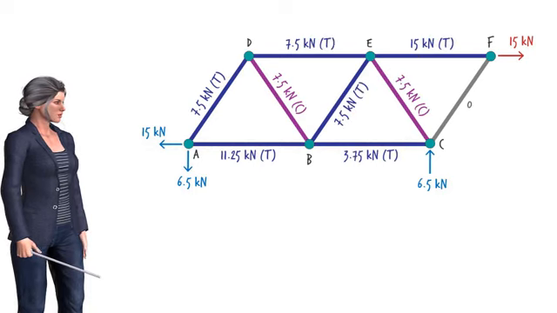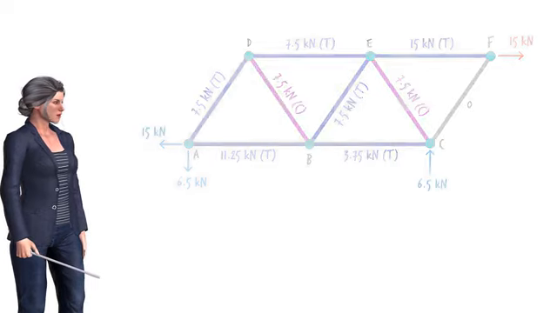So the truss has 2 compression members, 6 tension members, and 1 zero force member. Now it's your turn. Analyze the following statically determinate trusses using the method of joints.